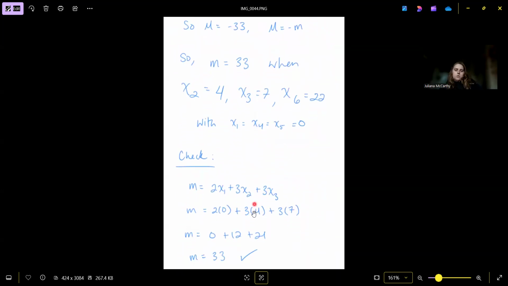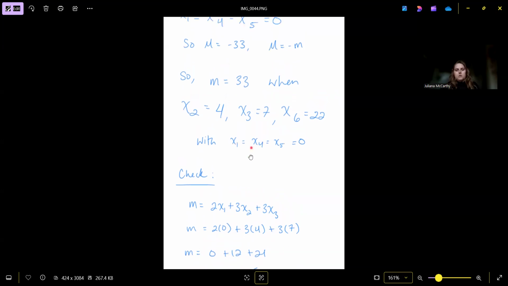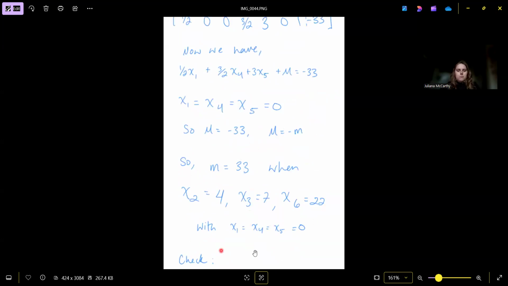And we can just do a quick little check if we want. I took our original objective. This was before we flipped the signs to be able to maximize. So this is little m equals 2x1 plus 3x2 plus 3x3. Plugging in x1 equals 0, x2 equals 4, x3 equals 7, we get 2 times 0 plus 3 times 4 plus 3 times 7. So that m equals 0 plus 12 plus 21, which equals 33. So that's just a quick little check we can do.